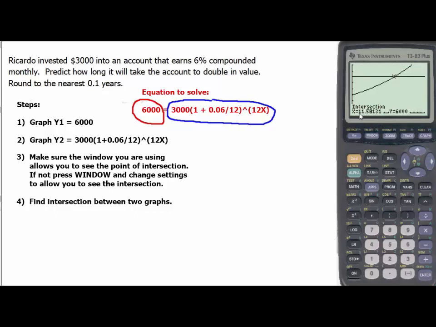It looks like our intersection point occurs at x equals about 11.6. So we're going to say t is approximately equal to 11.6, because we're talking about time, and this is years. It takes about 11.6 years for Ricardo's investment to double.